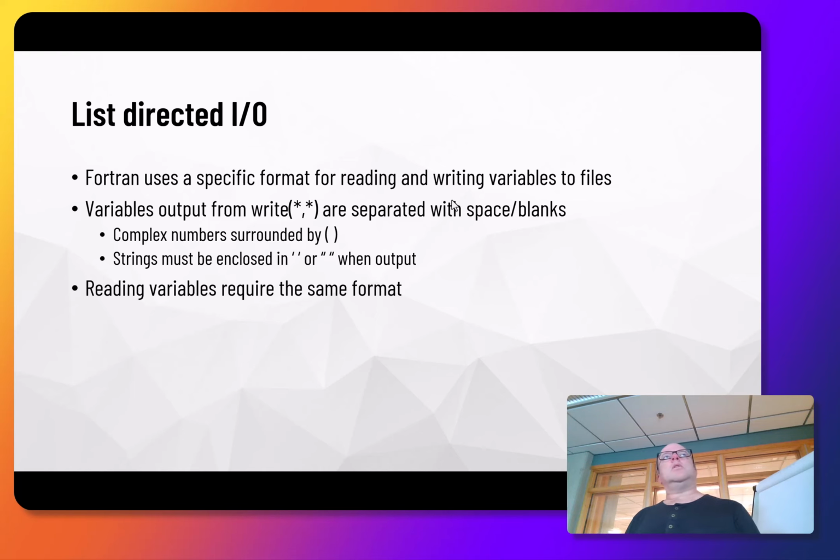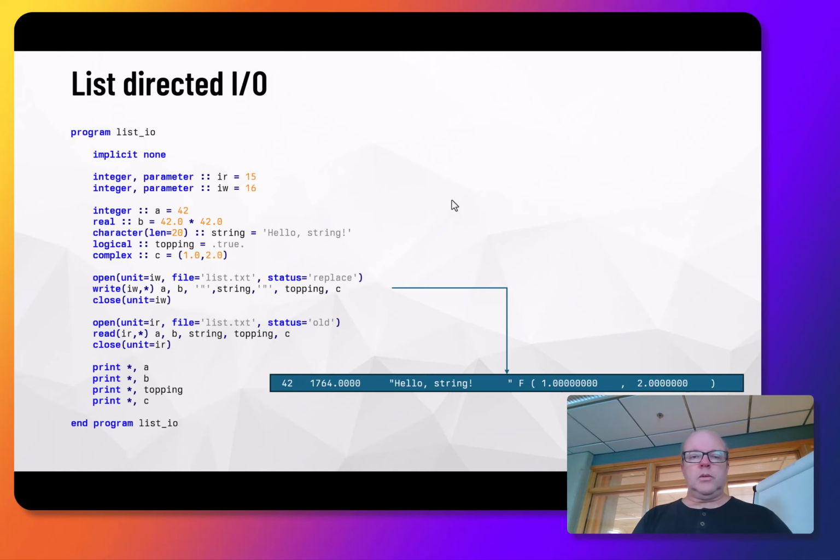So it uses a special format for reading and writing variables to files. Writing star by star will write values separated with blanks. Complex numbers are written with parentheses as a pair. And strings must be enclosed in string markers when output. And also reading these files back, you will have to have the same format.